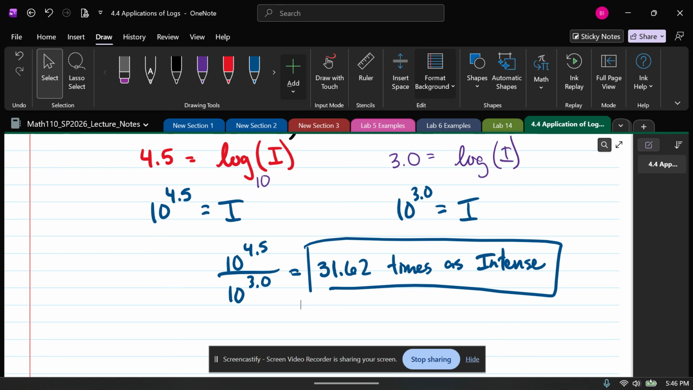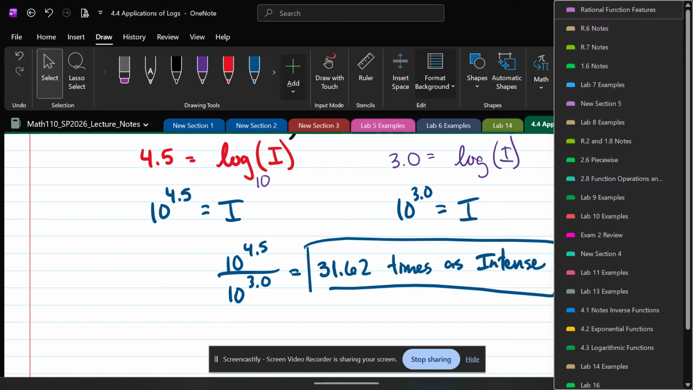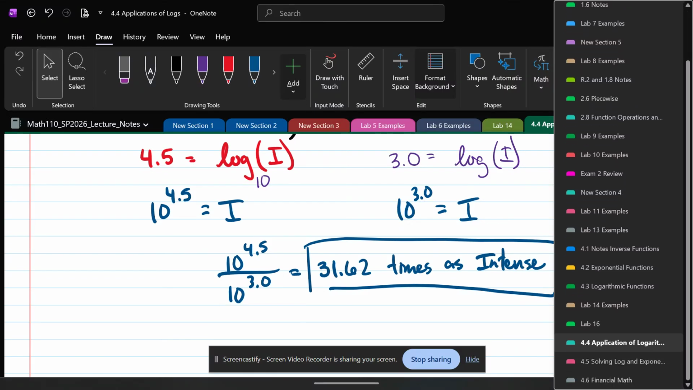Okay. So those are some applications of finding logarithms and solving logarithmic equations, with the pH and the earthquake problems. Pretty cool thing that they're connected to earthquakes.